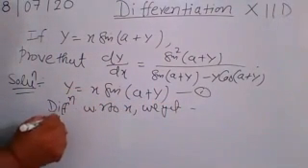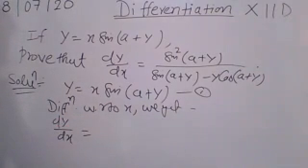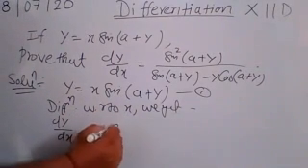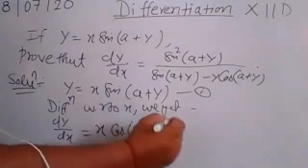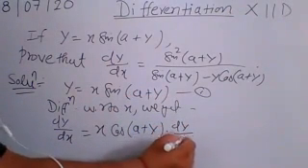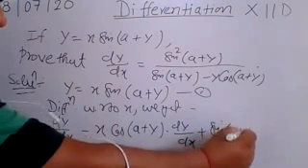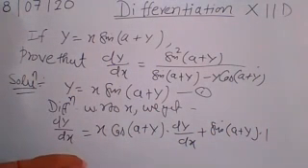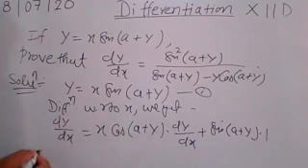we get dy by dx is equal to, on the right side, applying the product rule, first function into differentiation of second, so cos of a plus y into the derivative of a plus y, so you write dy by dx, plus sine a plus y into 1. Okay. Now transposing the terms of dy by dx and taking common.